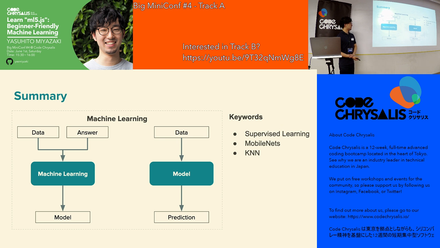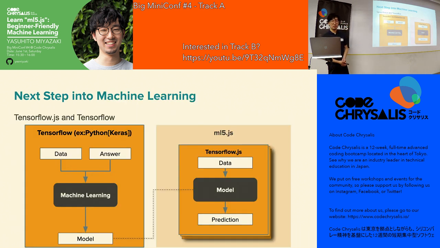So, as a summary, I talked about the model, how the model is created in supervised learning. To create that, you need to input not only data, but also labels. And once the model is created, using the model, you need to input the data, and then it will output the prediction. And then use the model as MobileNet, and also I showed you KNN classification.